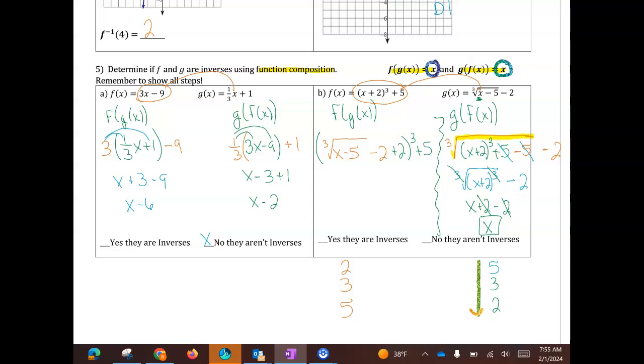So when I look inside those parentheses, there's some 2s that I can just simplify out. So I got rid of the 2s. Then I can get rid of the 3s because something cube rooted and cubed will cancel each other out. And then finally, I can just get rid of the 5s, and I get down to just an x. So this one, these are inverses.